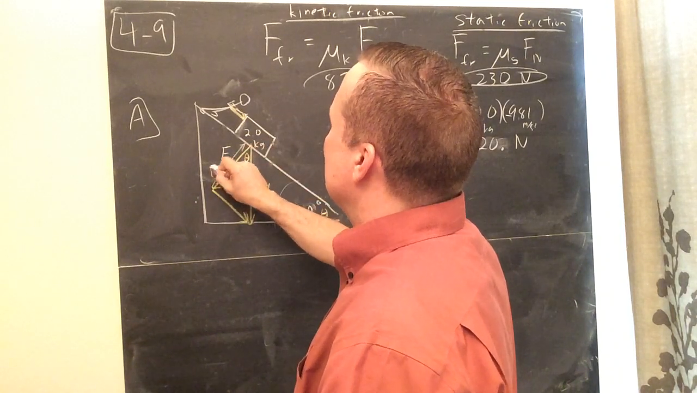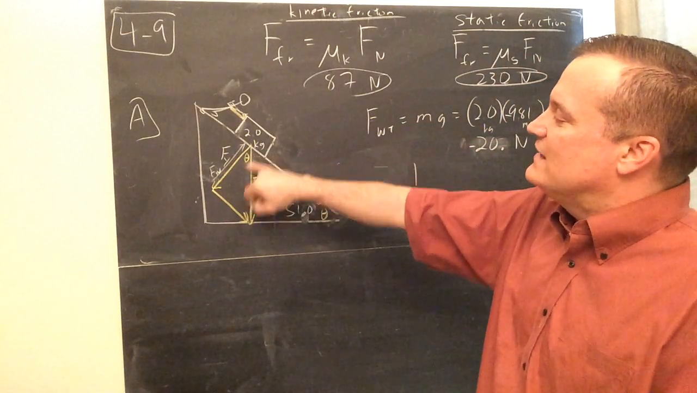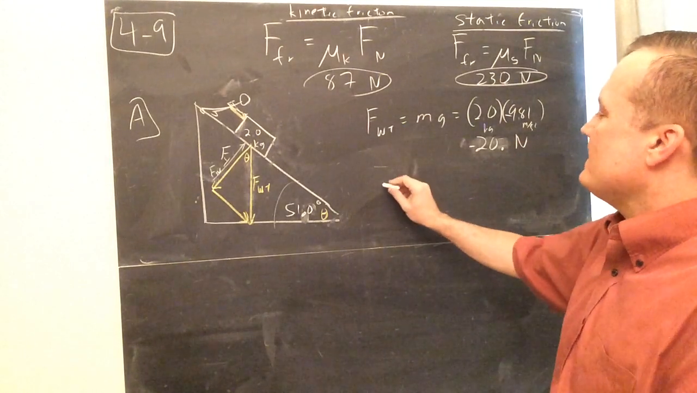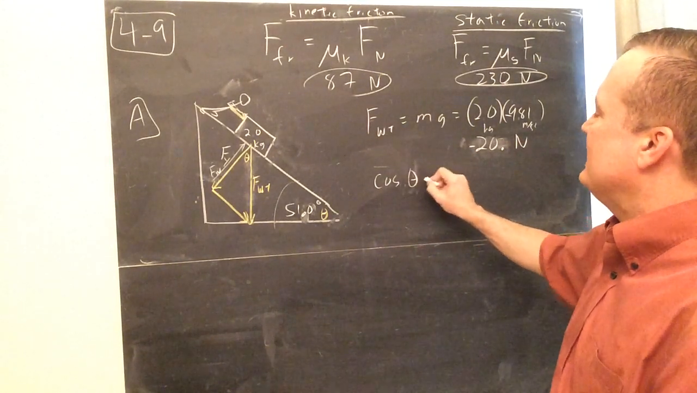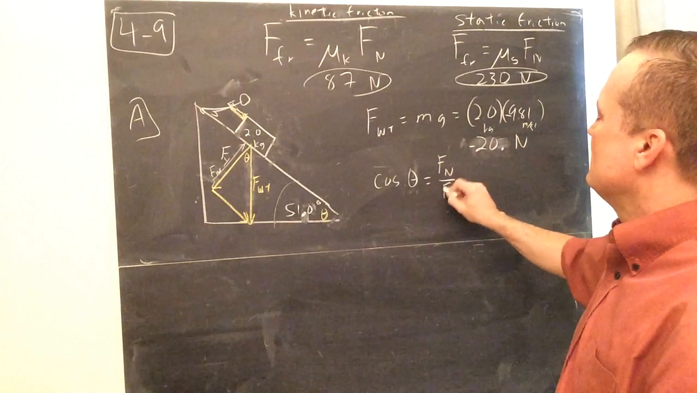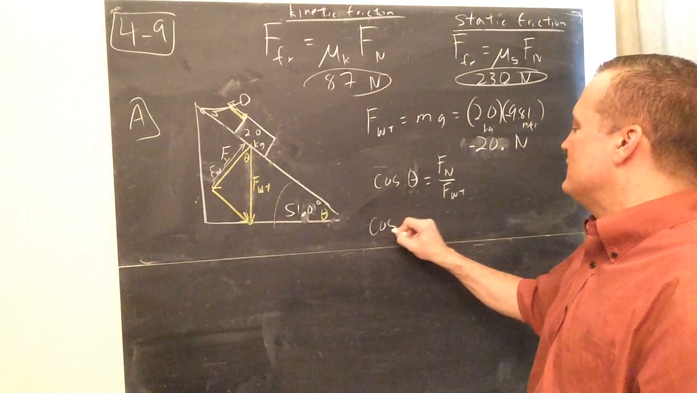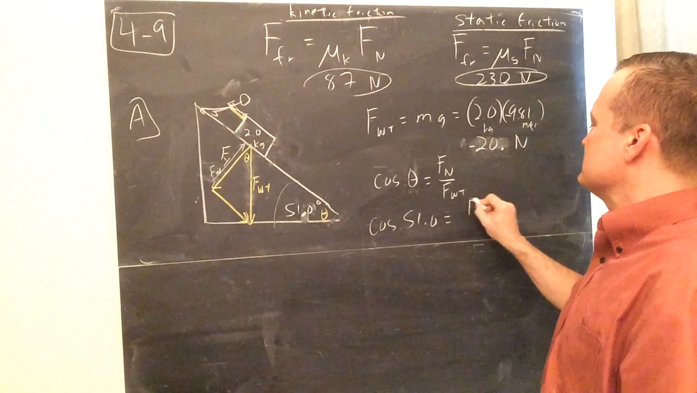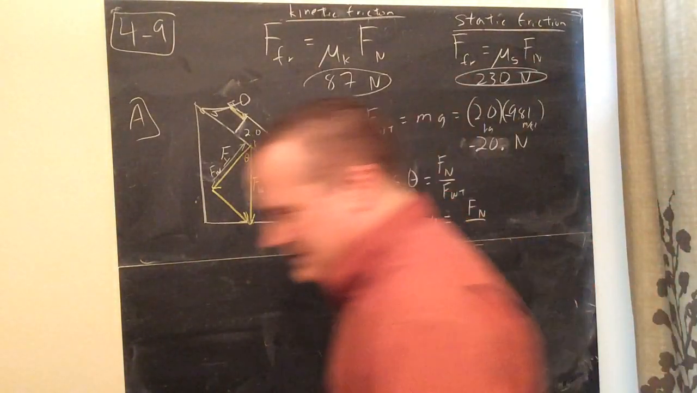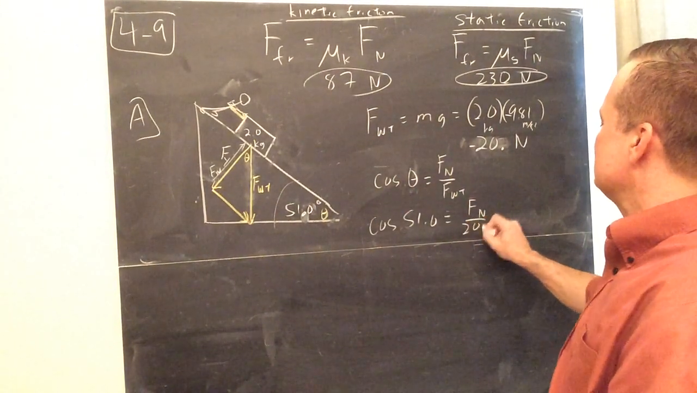So Fn will be the one going up there. The normal force will be cosine of theta times the weight. So we'll say cosine of theta is equal to the normal force over the weight. Make sure I don't do it backwards like I did in that one video. All right, cosine of 51 equals, we don't know the normal force. It's technically Fy we're finding, but Fn will be the positive side of that. And F weight is 20 newtons.